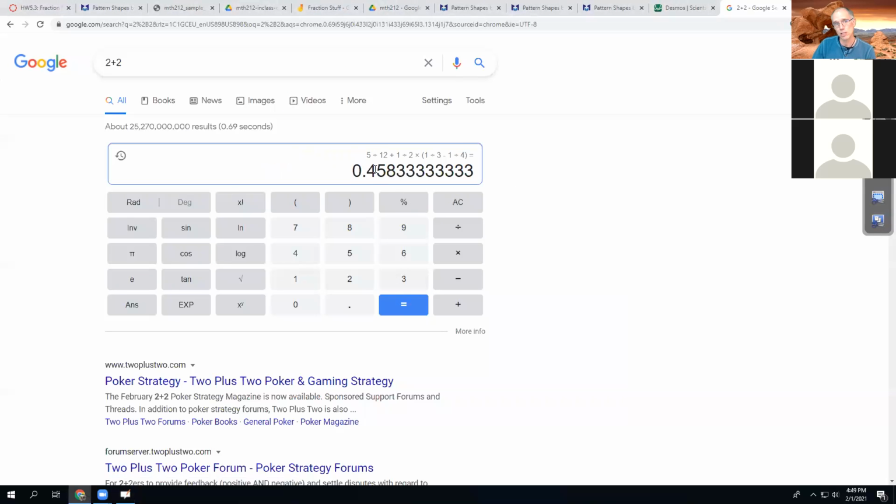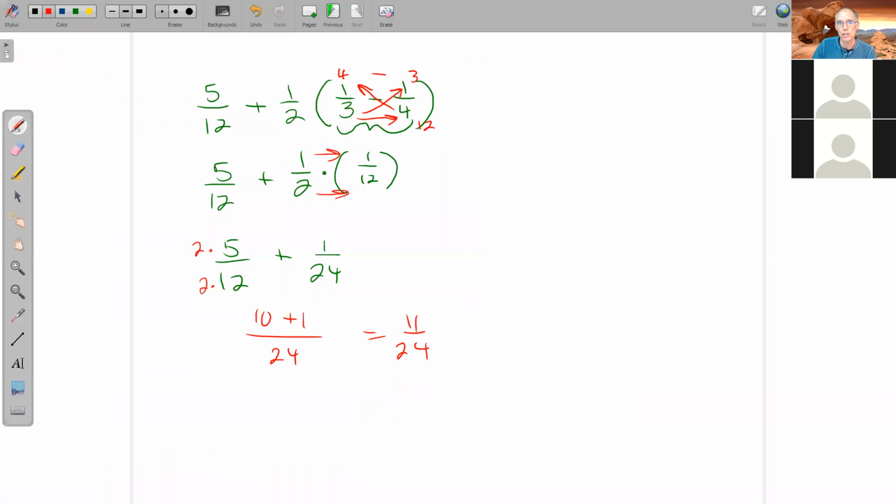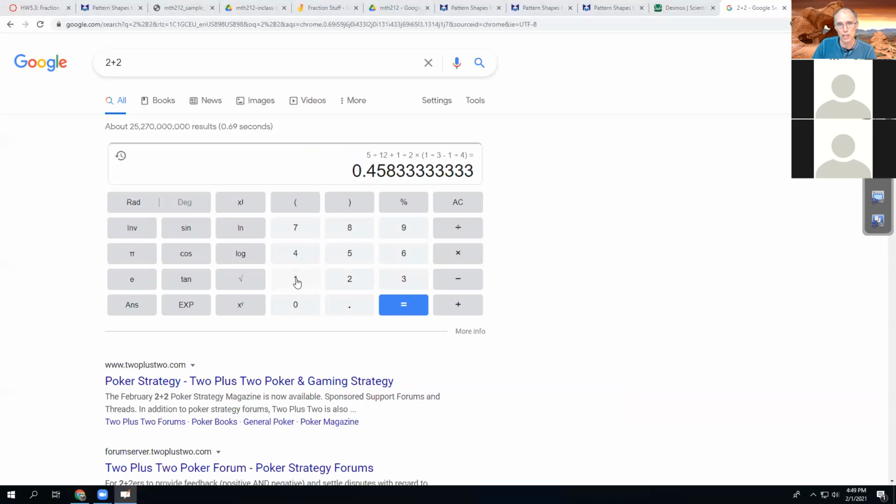Now here, notice it gives me a decimal answer. There isn't a convert to fraction option. So I would make a note on my paper that as a decimal, this says 0.458 and a bunch of threes. And then I would check what I thought the answer was. So I thought the answer was 11/12.